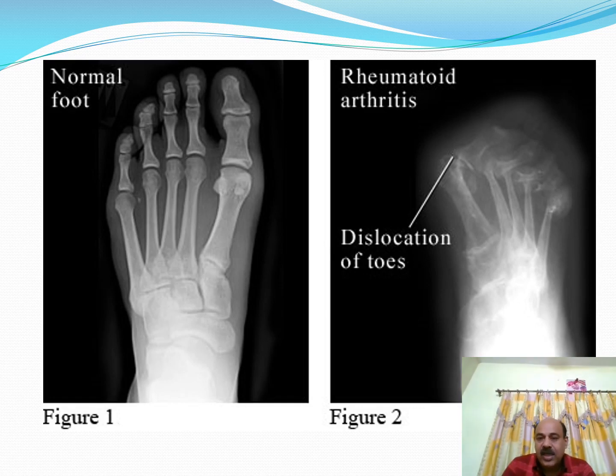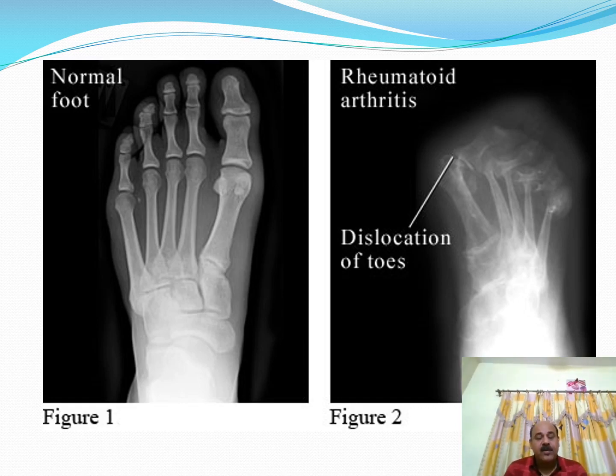Dislocation of toes has been shown in this X-ray. Now we can well understand that in chronic rheumatoid arthritis patients, almost all the systems of the body are involved, whether it is the locomotor system, or the nervous system, or the respiratory system, or the gastrointestinal tract, or the cardiovascular system.